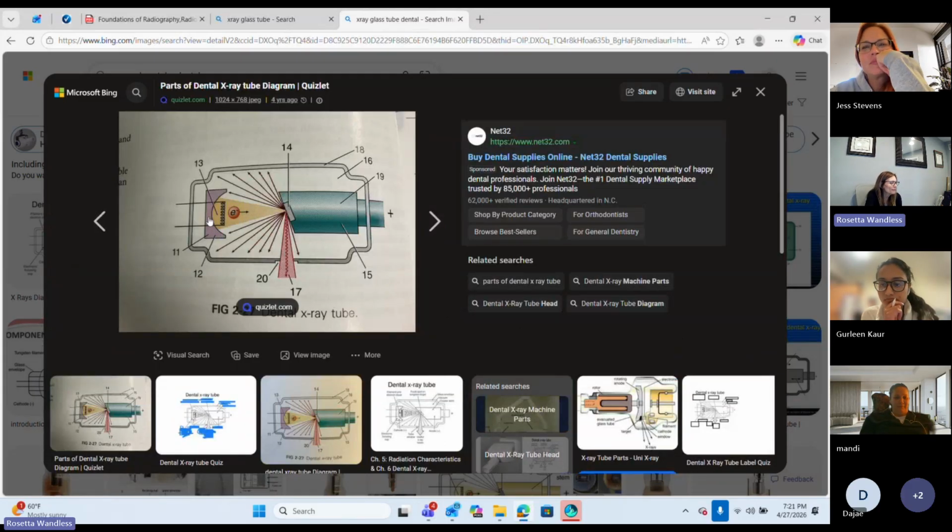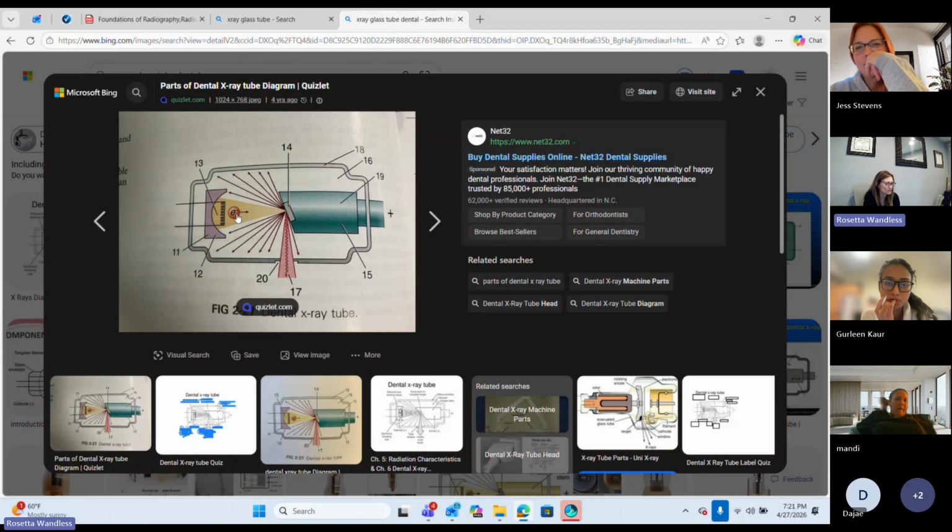So our focusing cup here is this piece. This is the tungsten filament. It looks like a little thin filament, little curly Q here. My little electrons are gathering around here in the cathode. So this whole section is the cathode. This is the copper stem, this blue part here, and it's positive. It's indicating positive. This gray piece is our tungsten target.